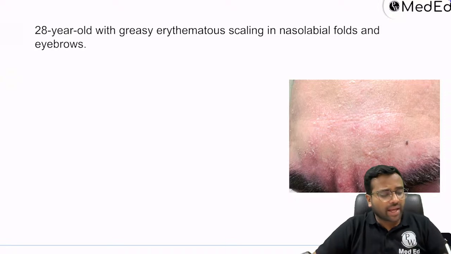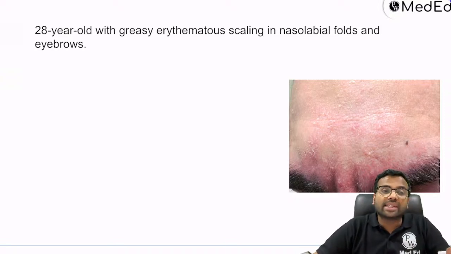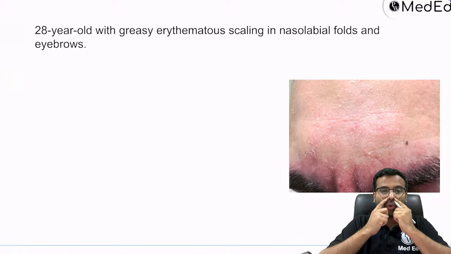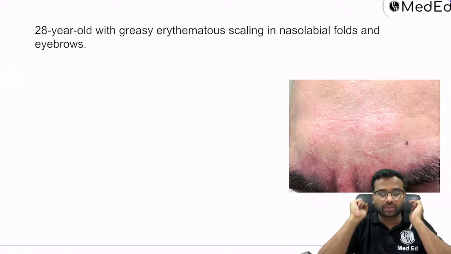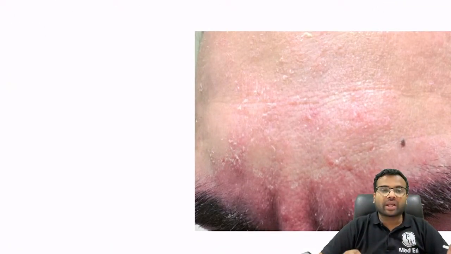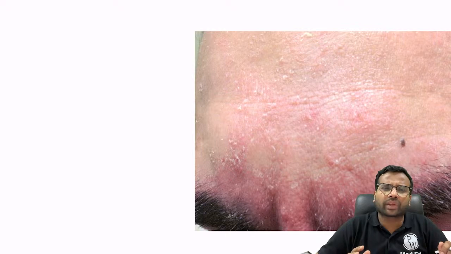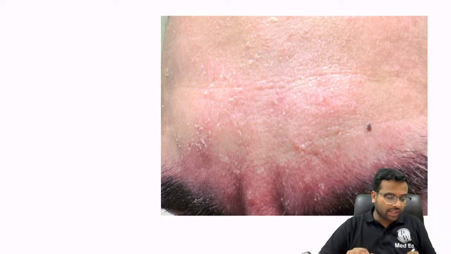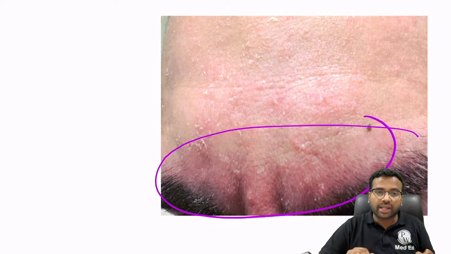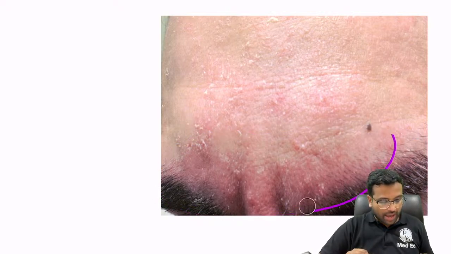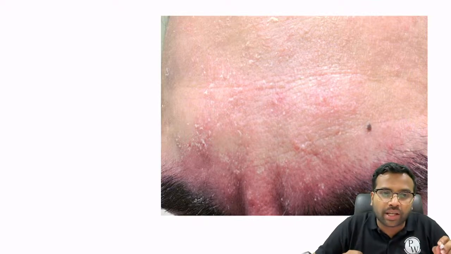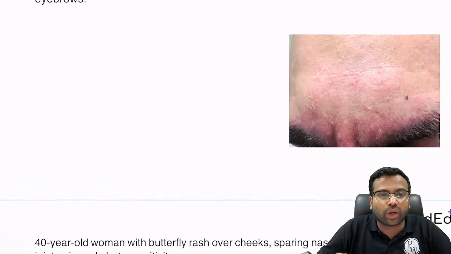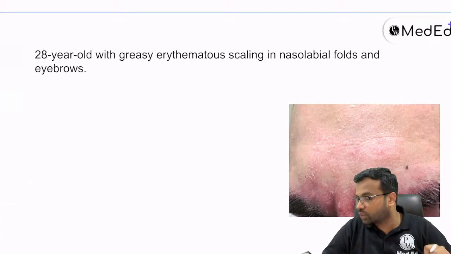A 28-year-old with greasy erythematous scaling in the nasolabial fold as well as the eyebrows. Now you see this one. Here the patient is saying that there is a persistent swelling, persistent redness. You can see that there is a redness over this area. There is a redness of the skin. Along with this redness over the skin, you can see that there is a yellowish greasy scaling as well.